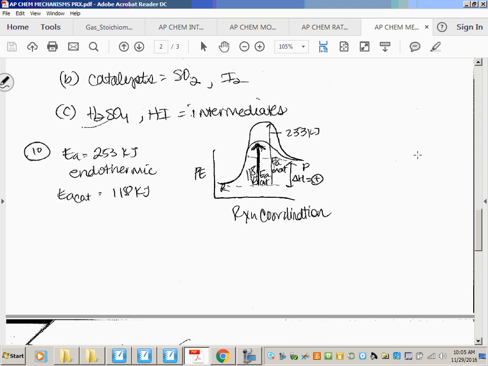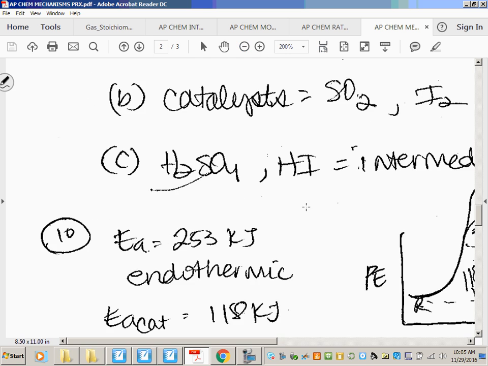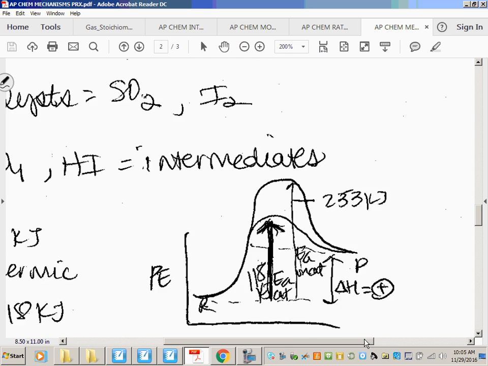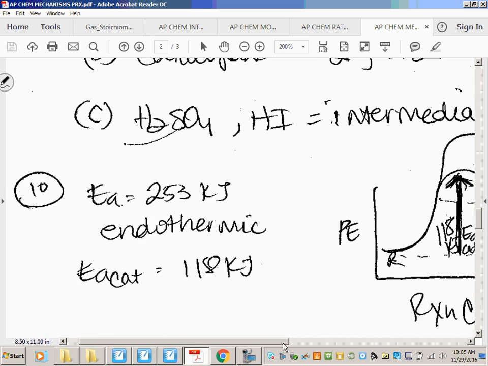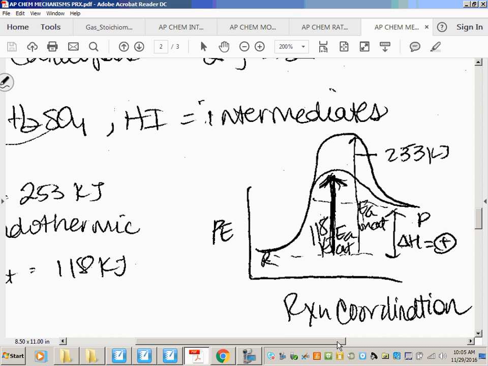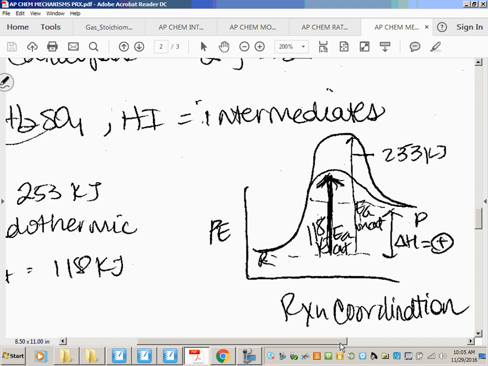What was it? Number 10 was another one I was going to go over. A little sloppy here. Let me make sure you guys can actually see this. Okay, so activation energy was 253. Labeling your graph with the values is important as well. From reactants to the tippy top, what's the top called? Activated complex or the transition state.